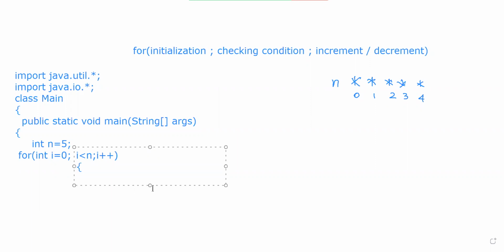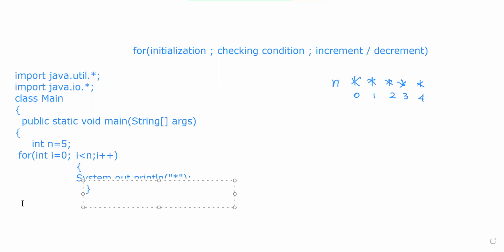Okay, so here I'm going to print System.out.println. I'm going to print a star over here as of now. We got it, right? After this, I'm going to close this. Then I'm going to close all the for loop conditions which we have. That's it.